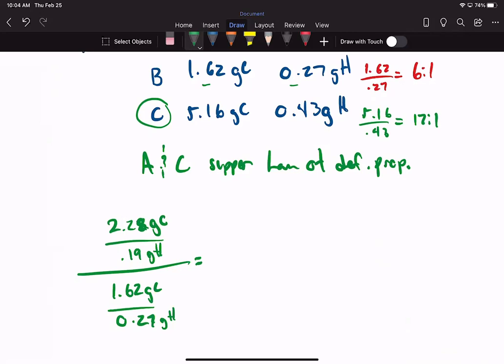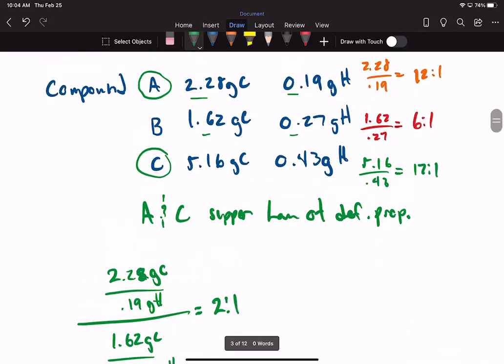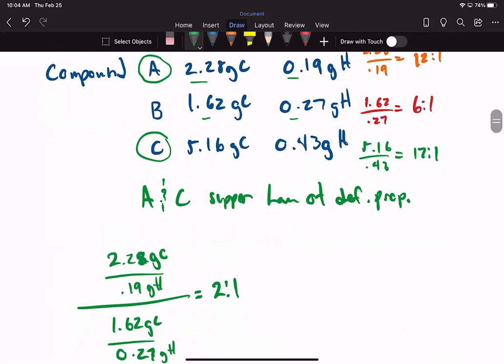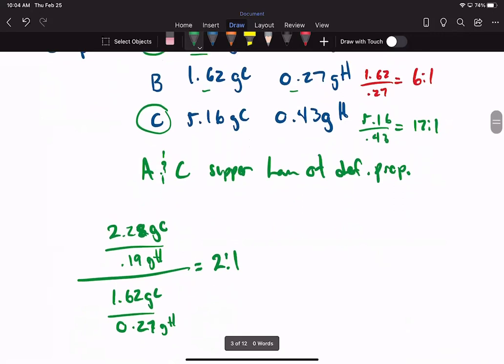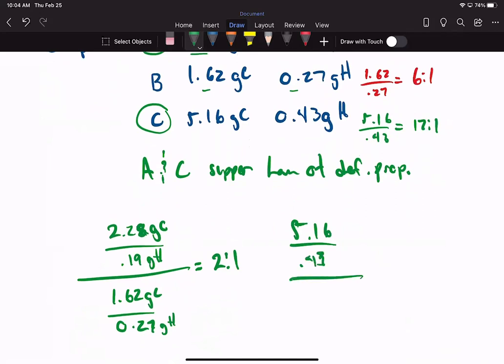Two, 2, 2, right? So we get this 2-1 ratio. And if we take a look at a couple more, how about we take a look at 5.16 over 3, and we divide that by 1.62 over 0.27, and what answer do we get there? Again, we get 2 again. We get this 2-1 ratio.